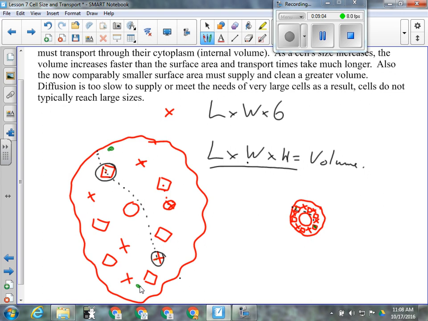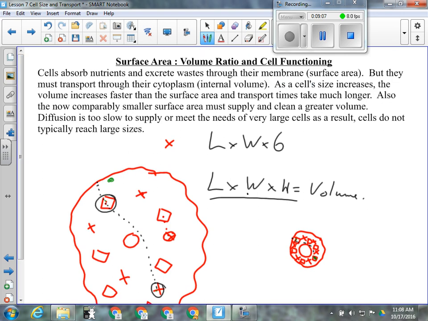Okay, so that's kind of what this thing up here is talking about. Diffusion is too slow to supply the needs of very large cells. As a result, cells don't typically reach very large sizes. The biggest cells are going to be maybe a couple of thousand micrometers, and those would be rare. Most cells are quite a bit smaller than that. Typical cells within your body are maybe 100 micrometers across. Very small, because the smaller you are, the more effective diffusion is at transporting materials. Is that part kind of making sense?